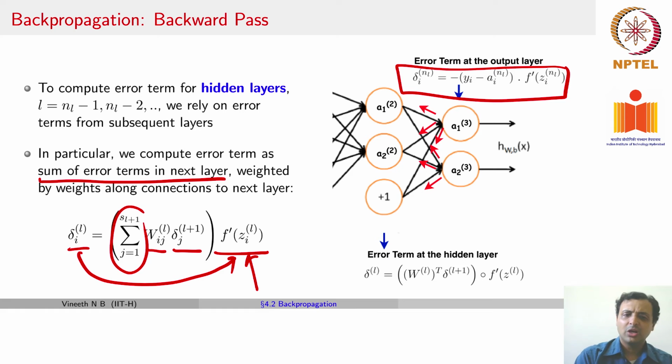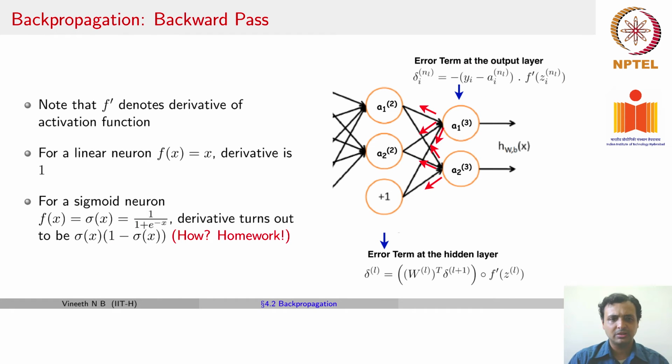Now you could ask me, why am I multiplying it by the weights? Because that's the contribution that this node had to the error on that particular node in the next layer. The ith node contributed w_ij times to the error at the jth node in the next layer. That's what we are denoting by the sum of errors.